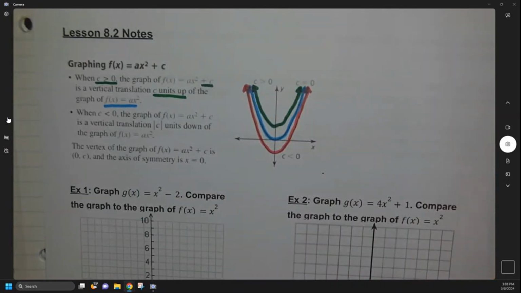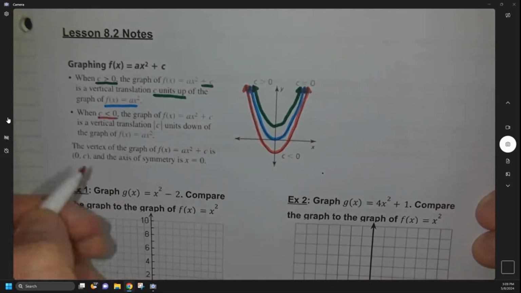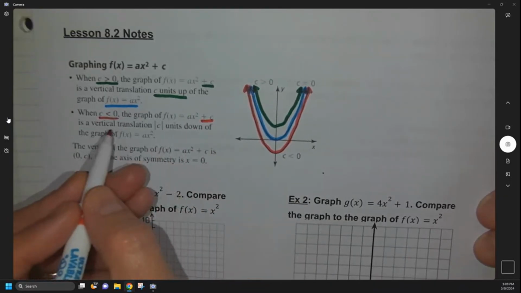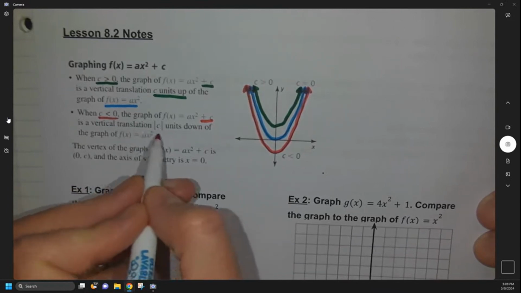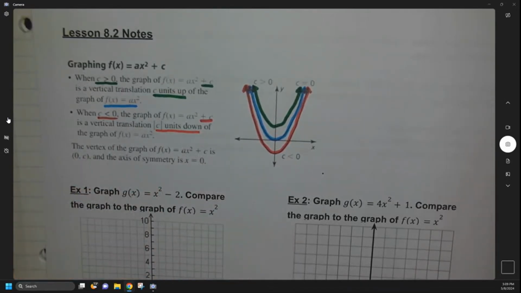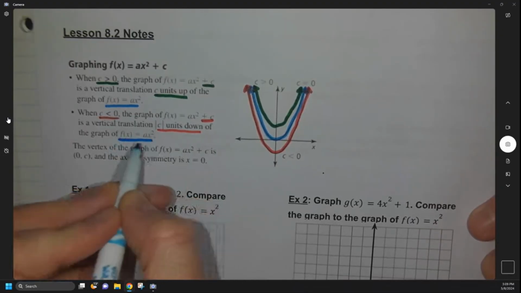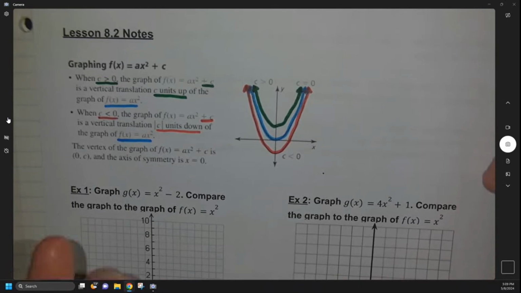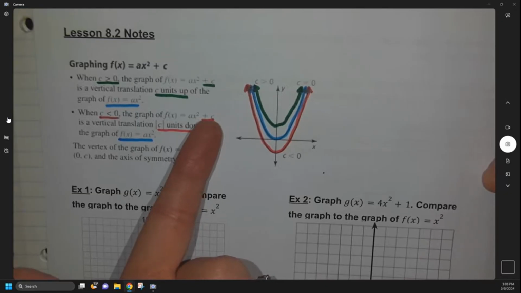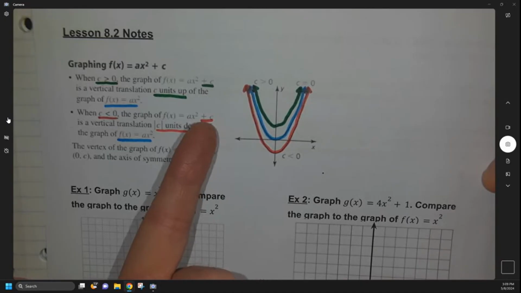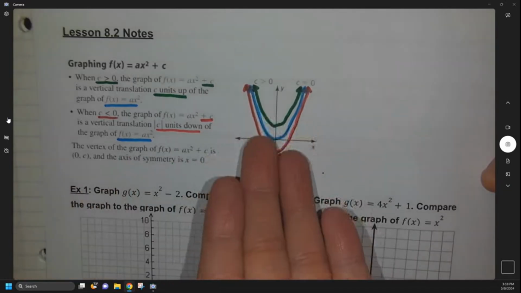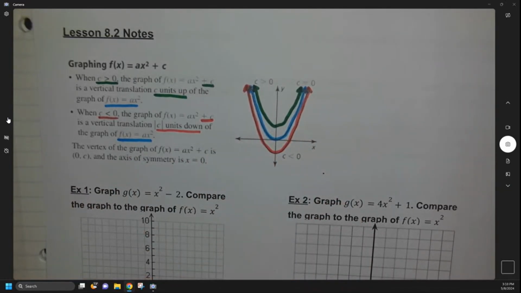If we have c less than 0, then that means that this equation, f of x equals ax squared plus c, is a vertical translation of the absolute value of c units down from our original graph. Now remember, it's absolute value because we can't have a negative distance. But if you think about it, if this was my original equation and it's -2, then the absolute value of -2 is 2. So that means I'm going down 2 units. Another way to think about it is -2 means I'm moving down 2 units. So that's the same idea.